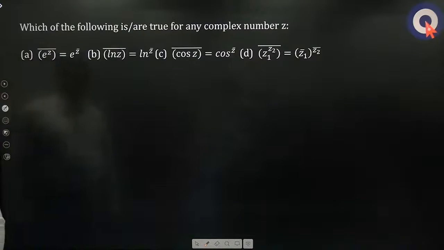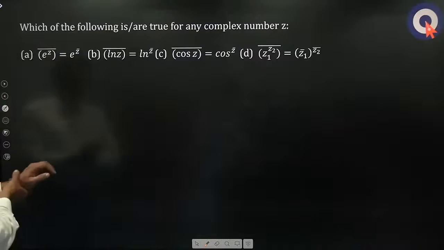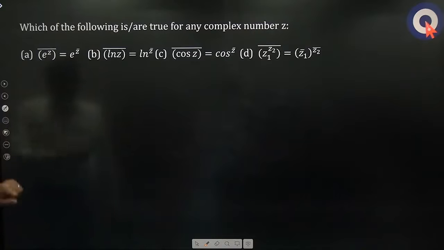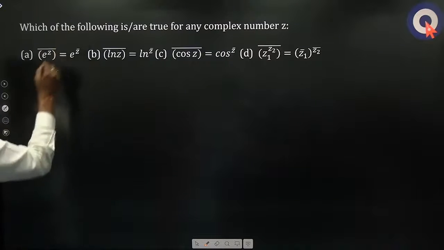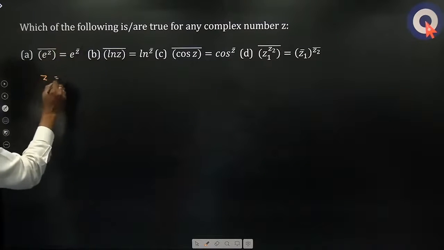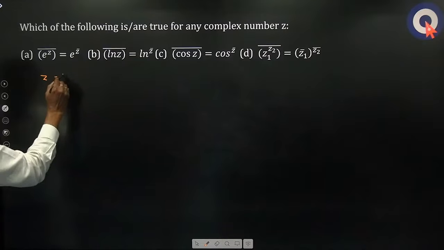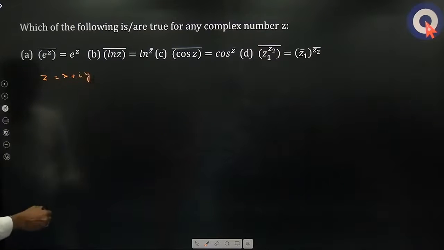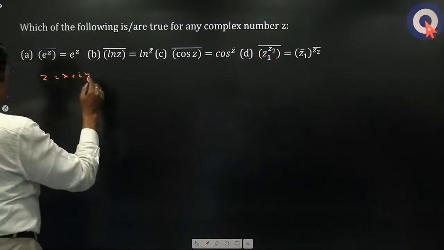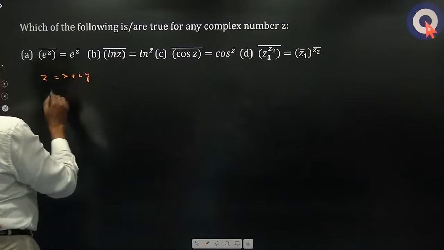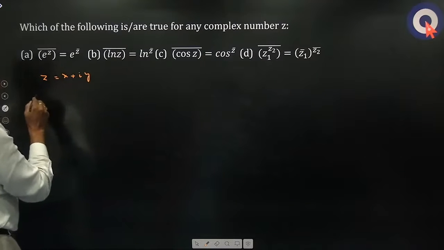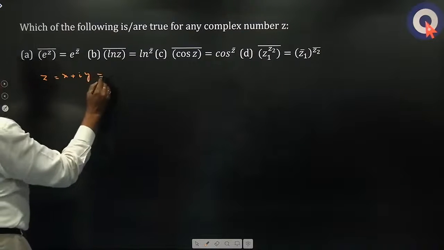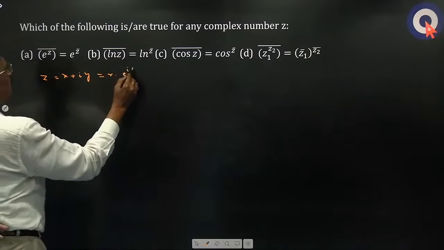Which of the following is false or true for any complex number z? All right. Let z be equal to, let us say, x plus iy, and so that r into e to the power of i theta, that also we can write.